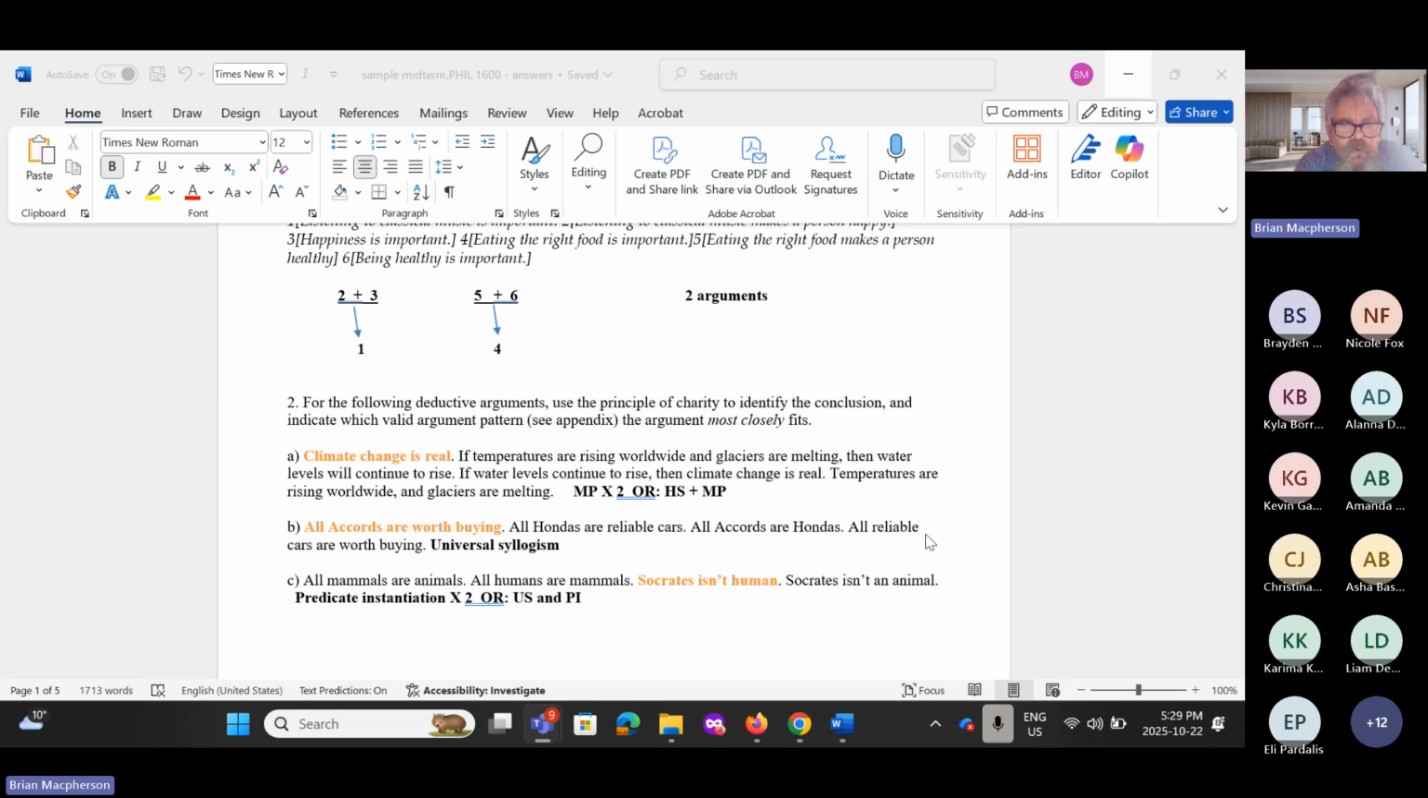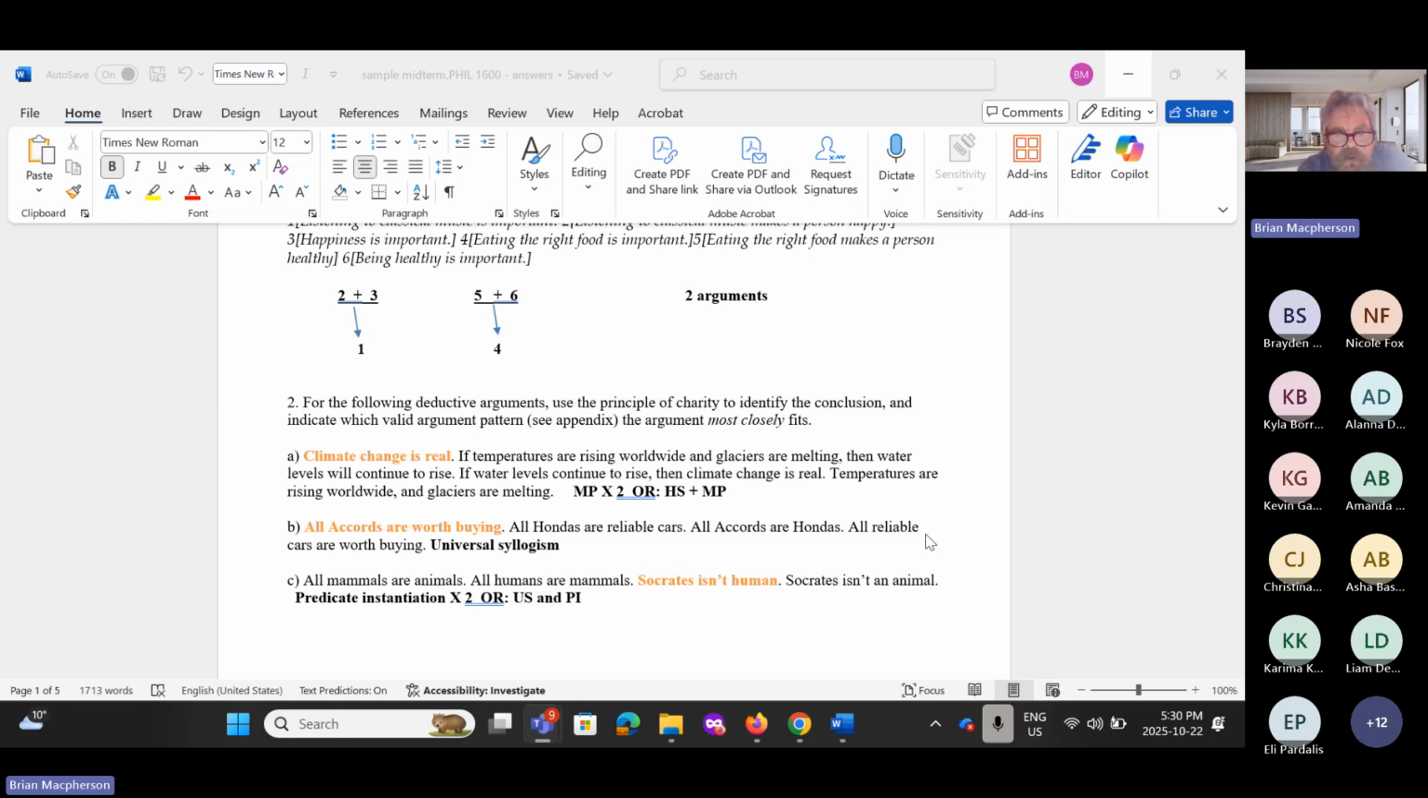Here's the argument. All Accords are worth buying. All Hondas are reliable cars. All Accords are Hondas. All reliable cars are worth buying. Okay, so these are all "all" statements. When you have all statements, it's going to be a universal syllogism, right? Remember, universal syllogism: all A's are B's, all B's are C's, so all A's are C's, right? So this is a universal syllogism.